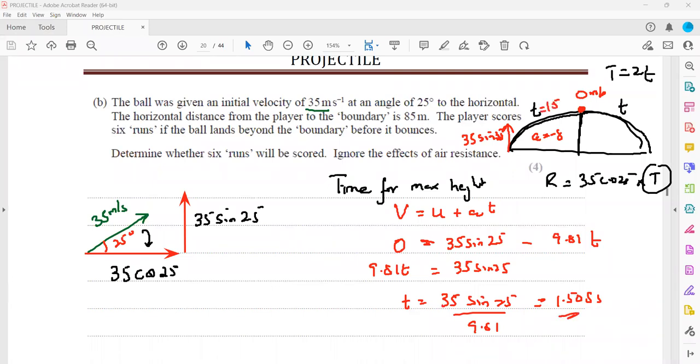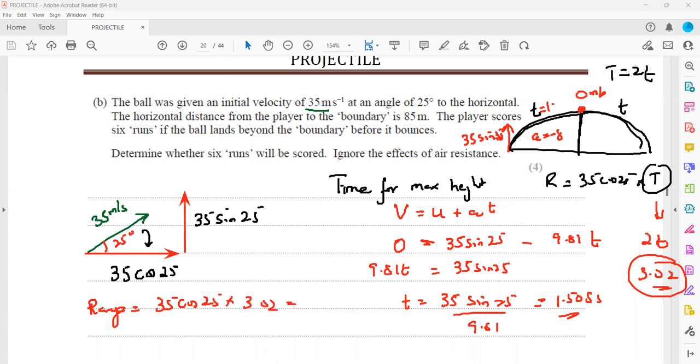And the total time of the flight will be twice this, because the time we found is only half: 2 into 1.508, which is equal to 3.02 seconds. So we have the total time of the flight. Now we can find the range. Range is equal to the horizontal component, 35 cosine 25, into the total time, 3.02. When we multiply, it will be 95.80 meters.